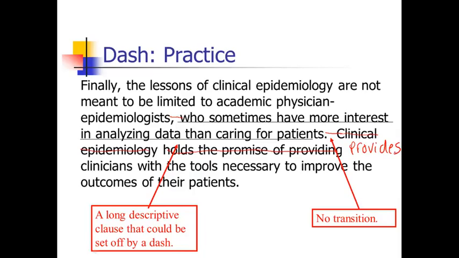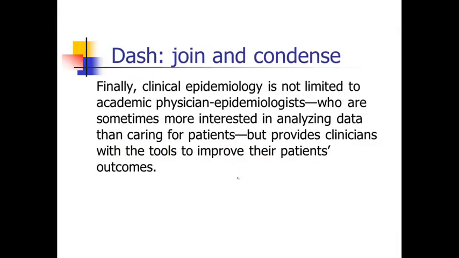You get provides clinicians with the tools necessary to improve. Well, how about just provides clinicians with the tools to improve? That word necessary is not necessary there. And then we get this, the outcomes of their patients. This is a case where you can get rid of a couple of words by saying, instead, patients' with an apostrophe, outcomes. So you dump a few words there. So there's a few ways we can tidy this up, as well as adding the dash there to join and condense.